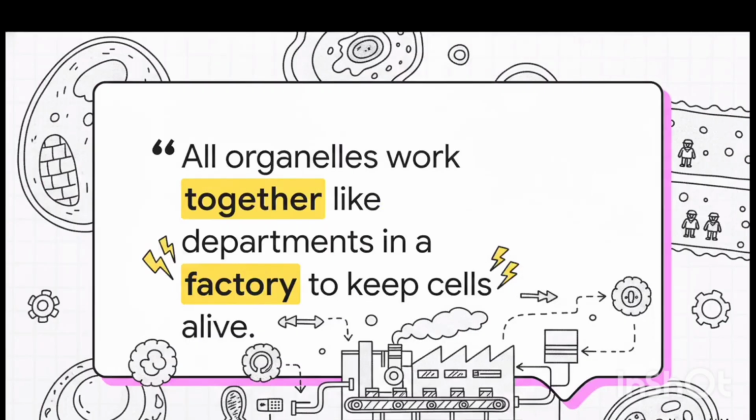As we wrap up this explainer, I want to highlight a really brilliant quote from the source material. All organelles work together like departments in a factory to keep cells alive. I feel like that just perfectly captures everything we've talked about. Whether it's the security gate of the fluid mosaic membrane, the reinforced walls of a plant cell, or the specialized rooms in our eukaryotic mansions, every single microscopic piece is collaborating flawlessly to create the large-scale phenomena we call life.